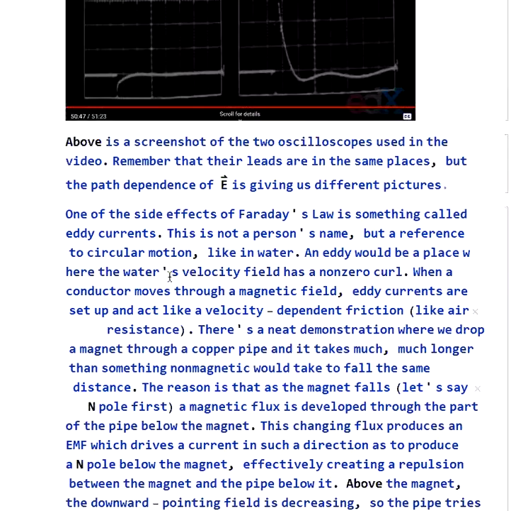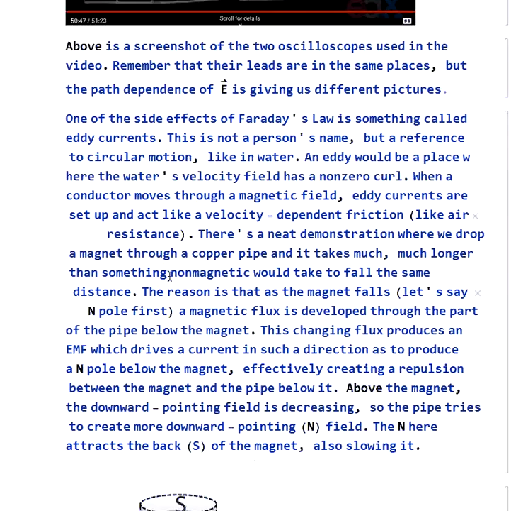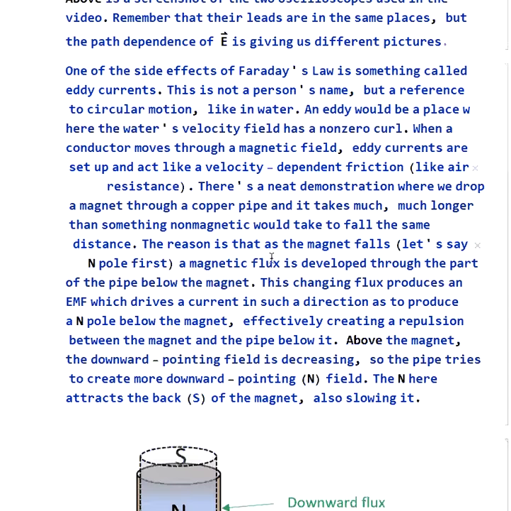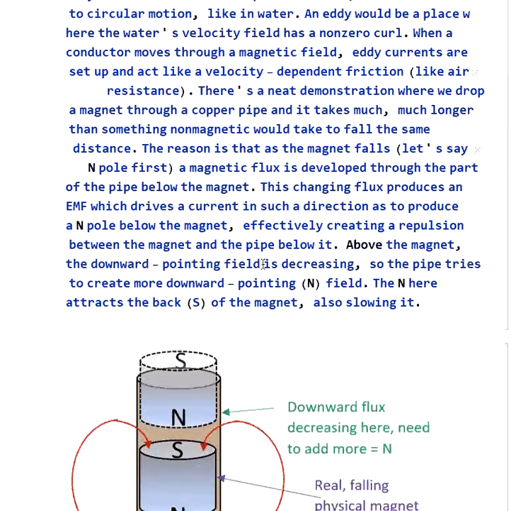Now, one of the other things associated with Faraday's law is eddy currents. This is not somebody's name, but eddy like a circular motion in water. Anywhere the water's velocity field has non-zero curl, like a whirlpool, that's where there's an eddy current. When a conductor is moving through a magnetic field, eddy currents are set up and they act like velocity-dependent friction. Air resistance is a velocity-dependent friction.